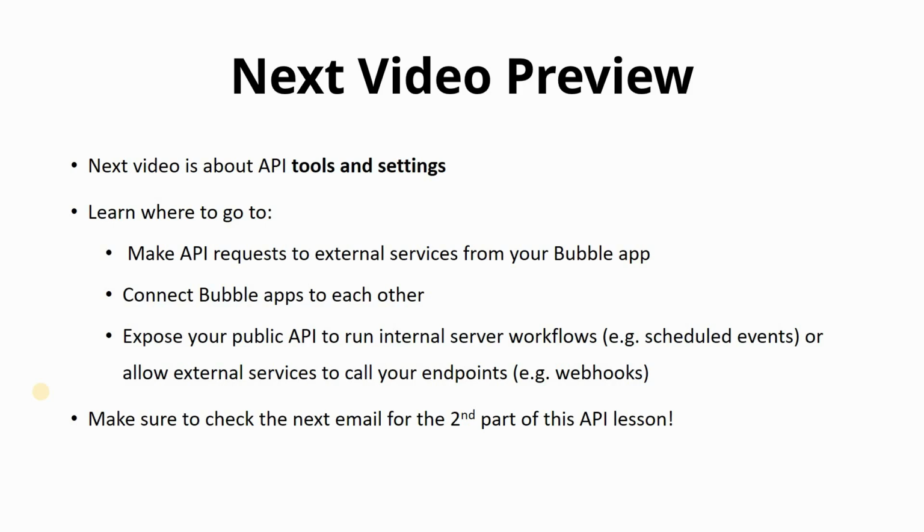This video is going to show you where to go to actually make these API requests. So far, I've only told you about how APIs can be used within a Bubble app, but in the next video I'm going to show you actually where to go to request data from external services, and also how to connect Bubble apps to each other, and how to expose your public API so that you can run internal server workflows or allow external services to make API calls to your app so that you can receive things like webhooks. And there's going to be a lot of really useful information there, so make sure to check the next email for the second part of this API lesson.